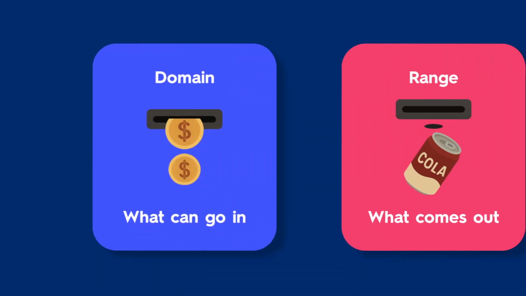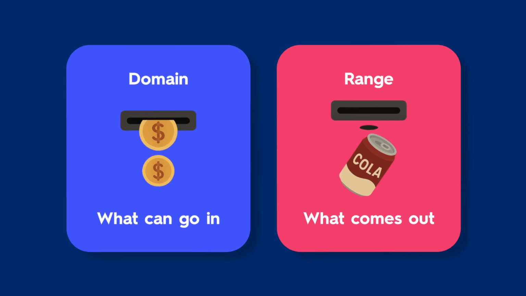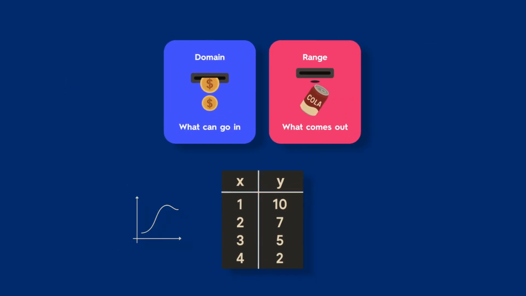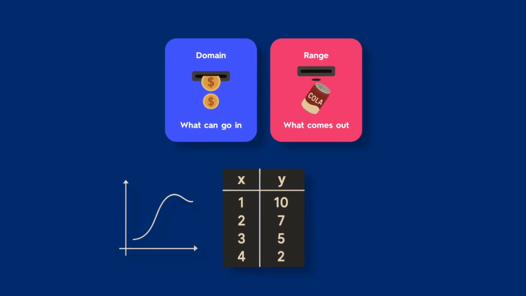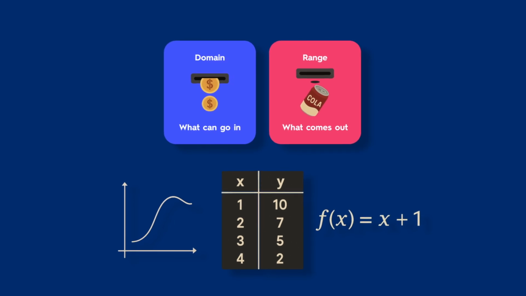In short, domain tells what can go in. Range tells what can come out. You can read them from tables, project them from graphs, or derive them from formulas by checking the constraints.